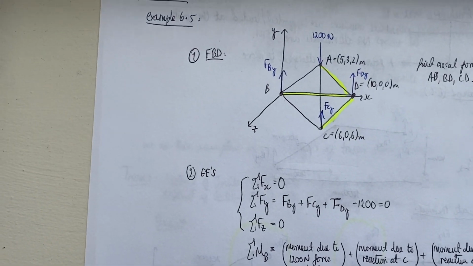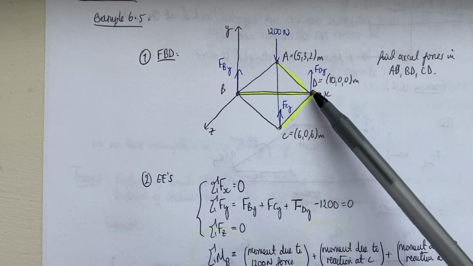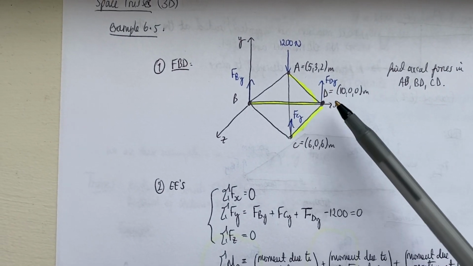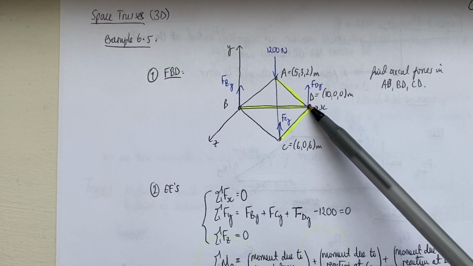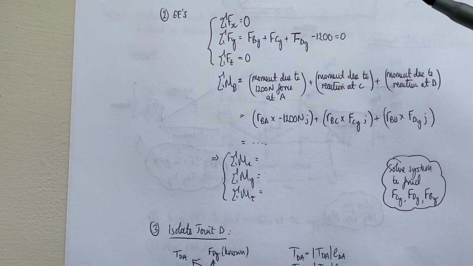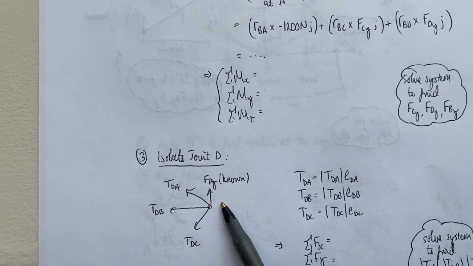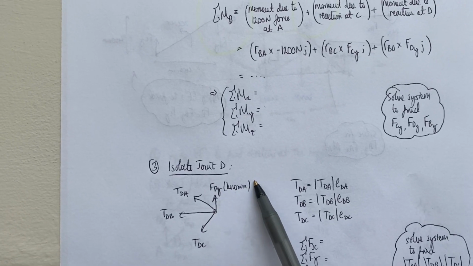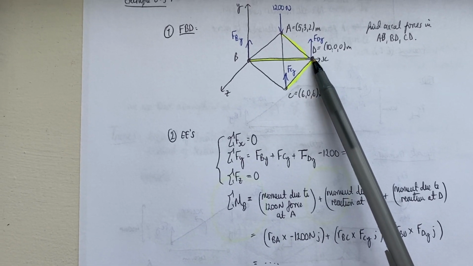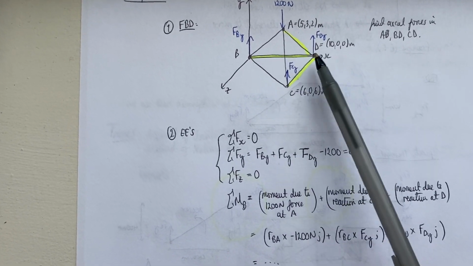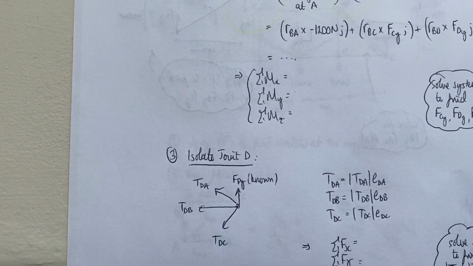Once I know the reactions, I'd like to find the axial forces in these highlighted members, dA, dB and dC. So what I can do is isolate joint D and then draw a sub free body diagram of what that looks like. Here I'm assuming that I've found my reaction at D, so that's known, and then I have an unknown axial force in dA, dB and dC, which I've labelled TdA, TdB and TdC.